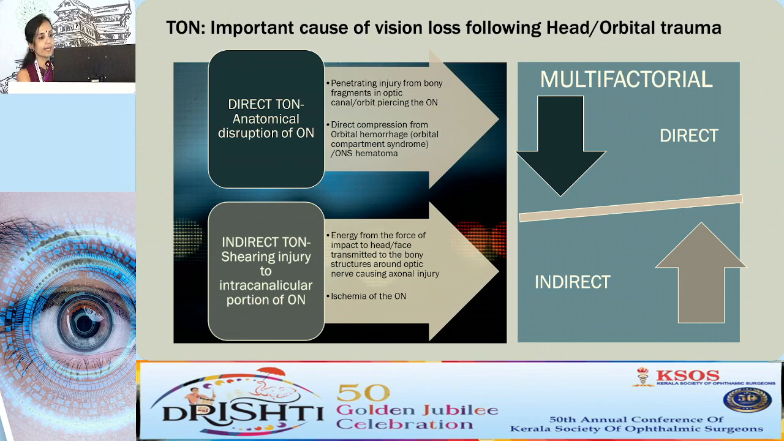Direct TON is due to an anatomical disruption of the optic nerve, either due to a direct penetrating injury to the optic nerve or due to a compartment syndrome from an orbital hemorrhage or an optic nerve sheath hematoma. Indirect TON is due to a shearing injury to the intracanalicular portion of the optic nerve, either causing an axonal injury or an ischemia of the optic nerve. So causes can be multifactorial.